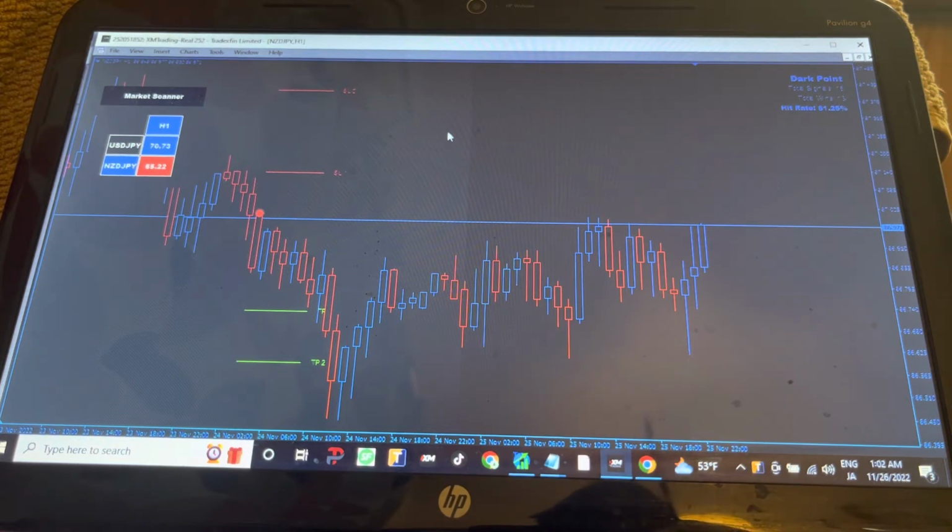Many of you also know how to identify where the trend is going, maybe by going to TradingView.